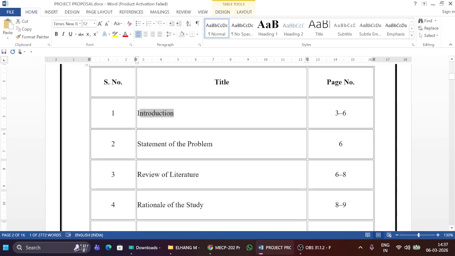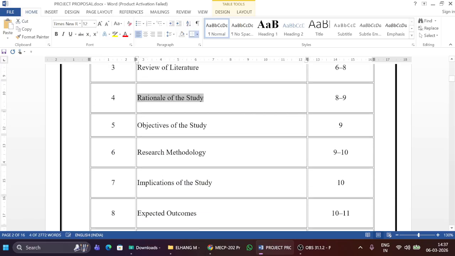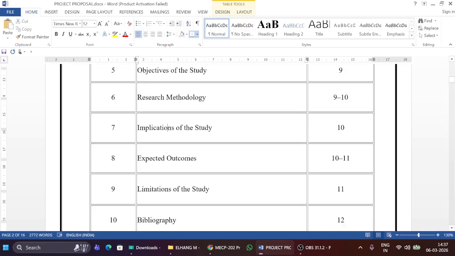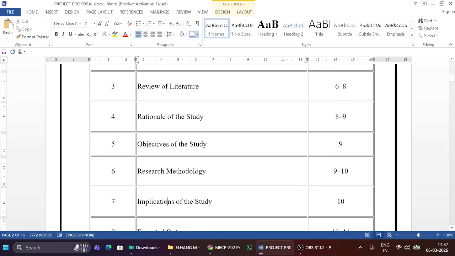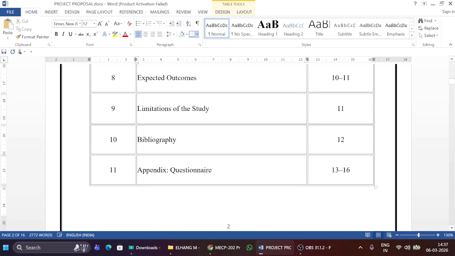So the first thing is introduction, as I already said, statement of the problem, review of literature, rationale of the study, objectives, research methodology, implication of the study. However, one thing is missing here. After objectives of the study, you also have to mention a research question. Okay, then research methodology, then implication of the study, expected outcomes, bibliography, and an extra questionnaire.